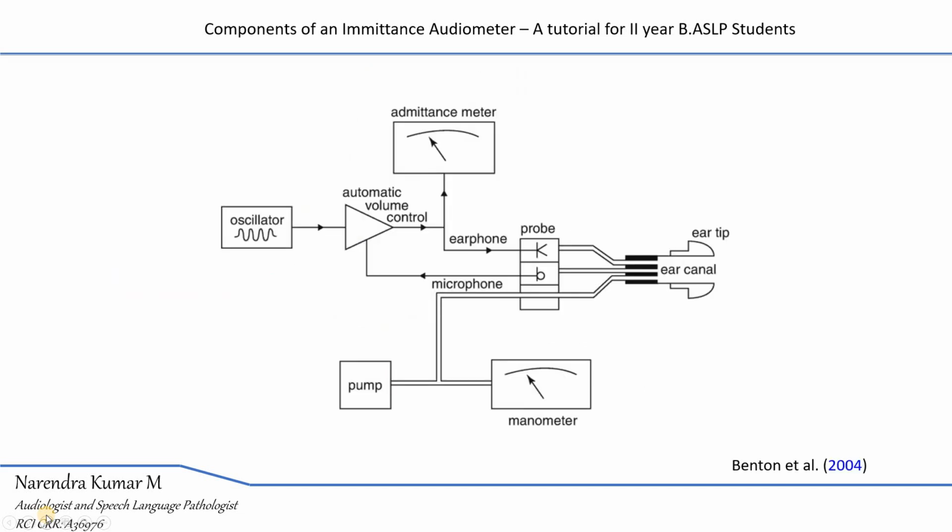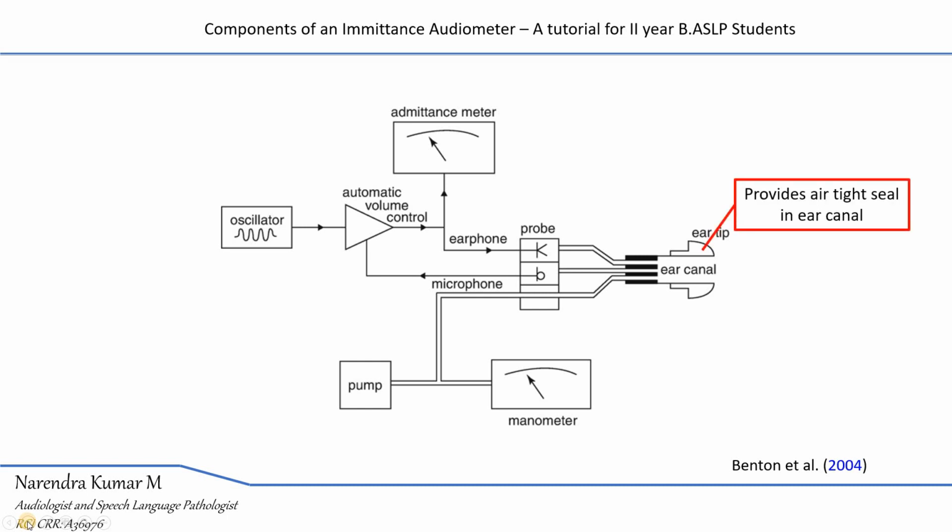This is the block diagram of an immittance audiometer along with the probe assembly. Here this picture depicts only the tympanometry assembly, not the reflexometry. The probe assembly has a probe microphone, a loudspeaker and the pressure transducer. If there needs to be a setup for measuring ipsilateral acoustic reflexes, then there will be a second loudspeaker over here on the same side of the probe. If contralateral reflexes have to be elicited, then there will be a separate speaker on the opposite side of the ear. The probe is placed in the ear canal with the help of an ear tip.